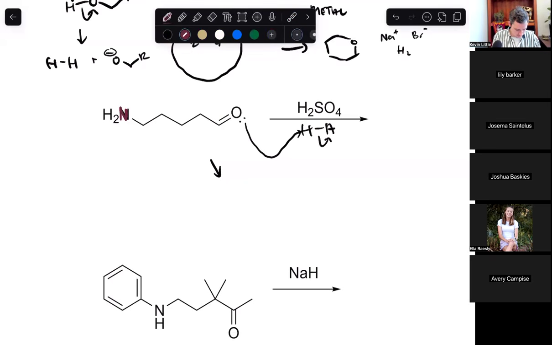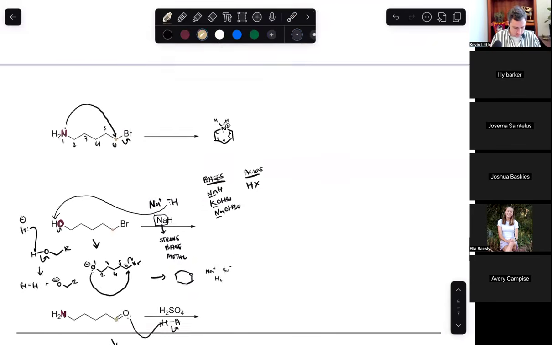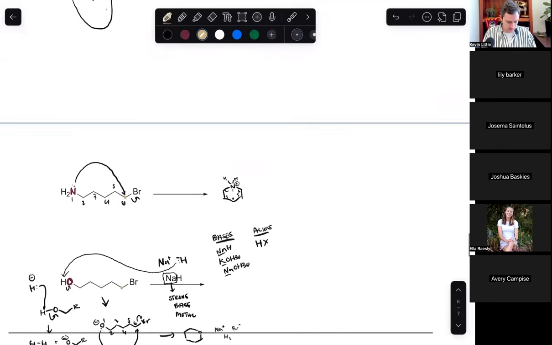All right, so I realize I just did this. So we have an acid. So step one is for the acid to protonate the electrophile.